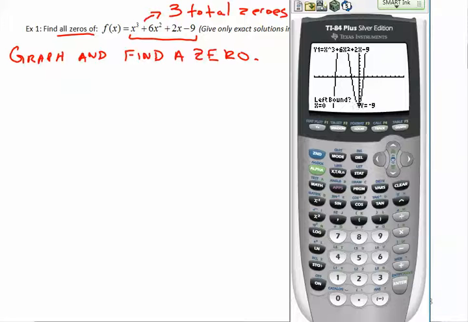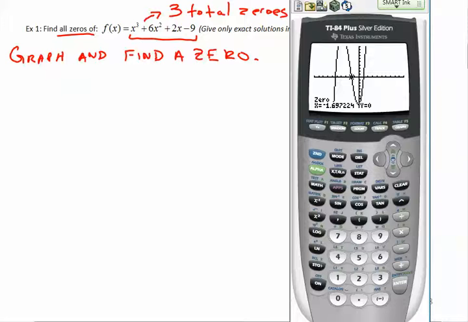So let's just say I was going to try to find this zero. If I hit enter, and then right bound, enter again, it's going to give me x equals negative 1.697224. That doesn't work for me because it's not an integer. It's not a whole number. It's the easiest way to think about it, right? So I need something that's actually a whole number. So that one didn't work for me.